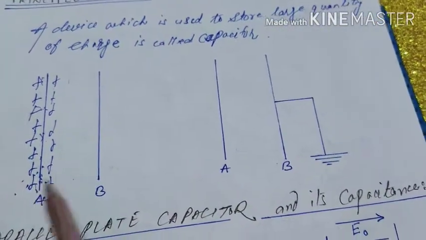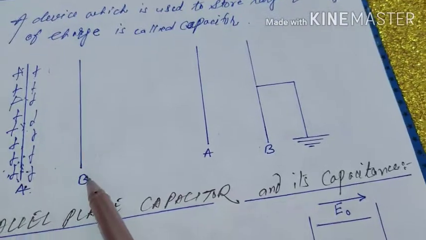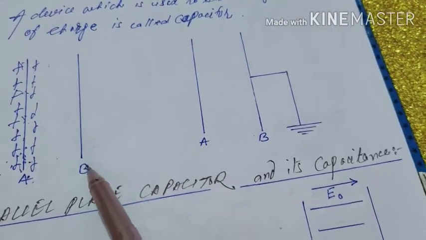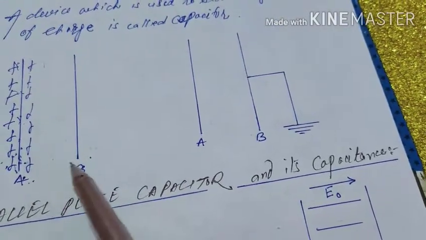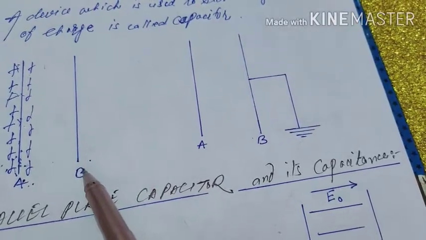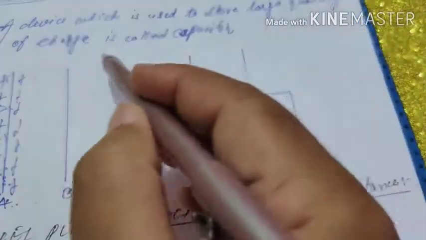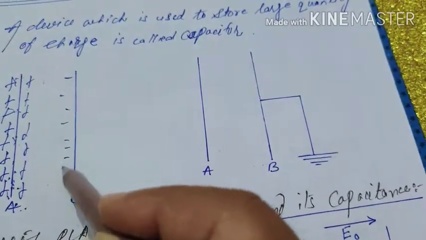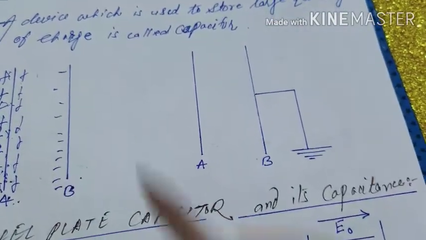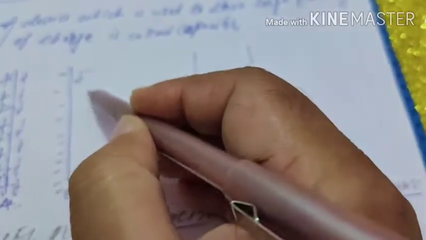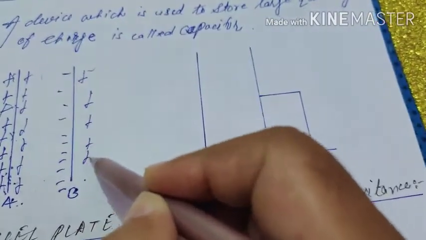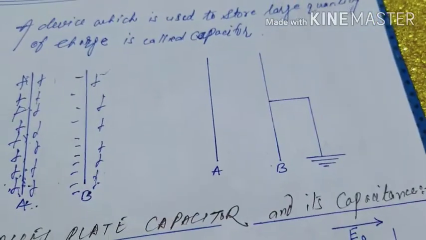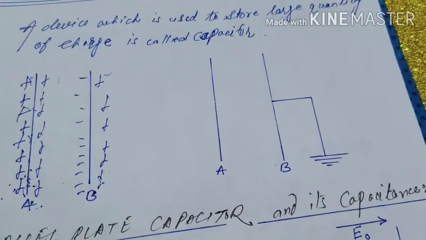Now I have taken another uncharged plate B and placed it close to plate A. As we know, by induction, negative charge will develop on the nearer surface of plate B and an equal amount of positive charge will develop on the further surface of plate B.